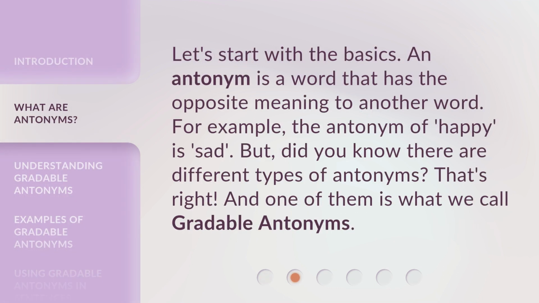Let's start with the basics. An antonym is a word that has the opposite meaning to another word. For example, the antonym of happy is sad. But, did you know there are different types of antonyms? That's right, and one of them is what we call gradable antonyms.